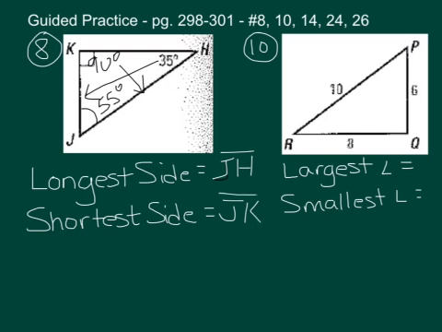Number 10 is just like that, except we're wanting to find the largest angle and the smallest angle. Well, our largest side is 10, so the angle that's opposite of that is angle Q. So angle Q is the largest angle. And then the smallest angle is going to be the one that's opposite the smallest side. The smallest side is 6. So that makes angle R the smallest angle.